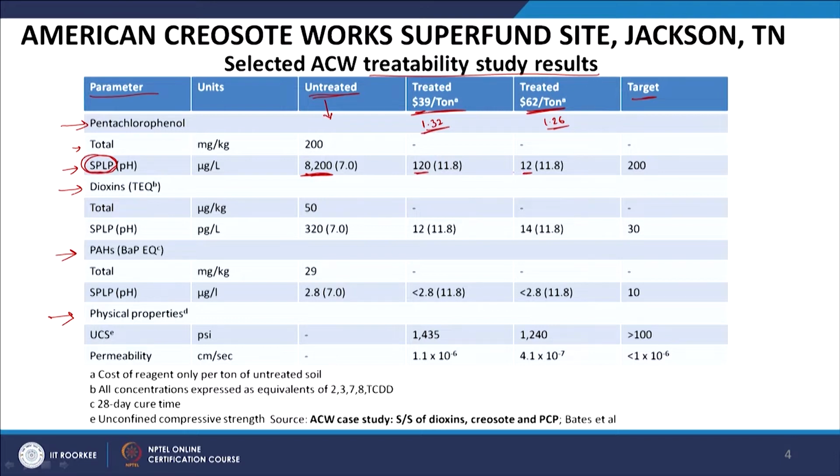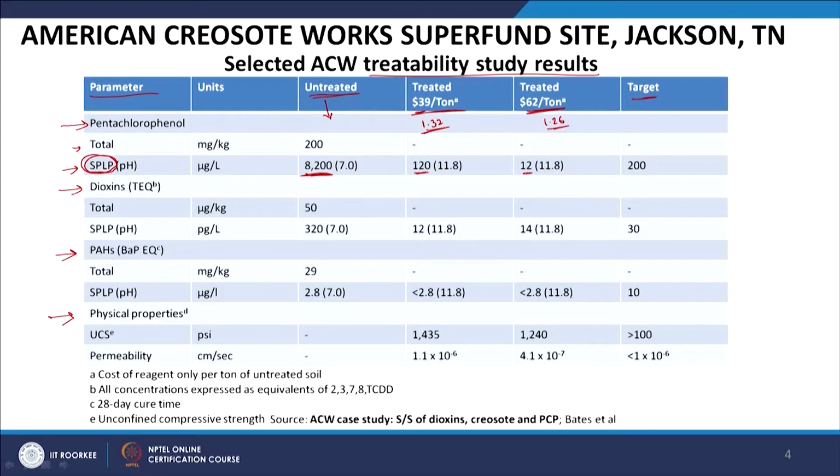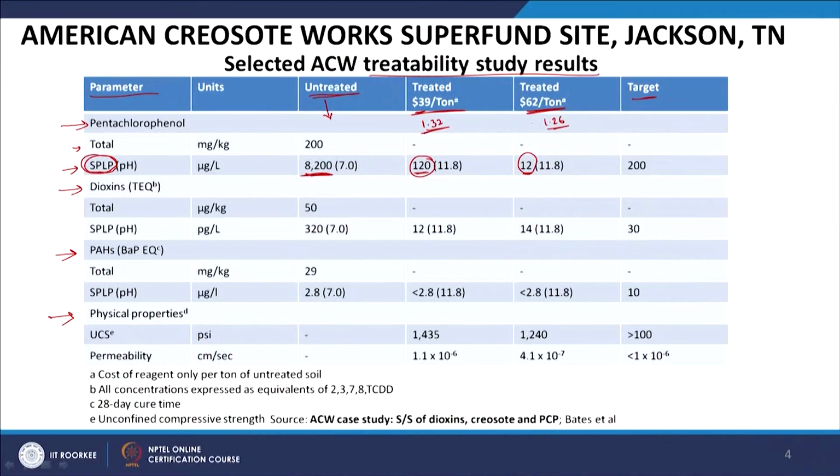Here, in the case where the trial was done with the proprietary material, you see that the relevant concentration after leaching is almost 10 times lesser than the one where they just used cement and fly ash, right. But obviously the cost is considerably higher, almost 80% higher, but the key is that both of them are lesser than the target. The target concentration was supposed to be 200 microgram per liter.